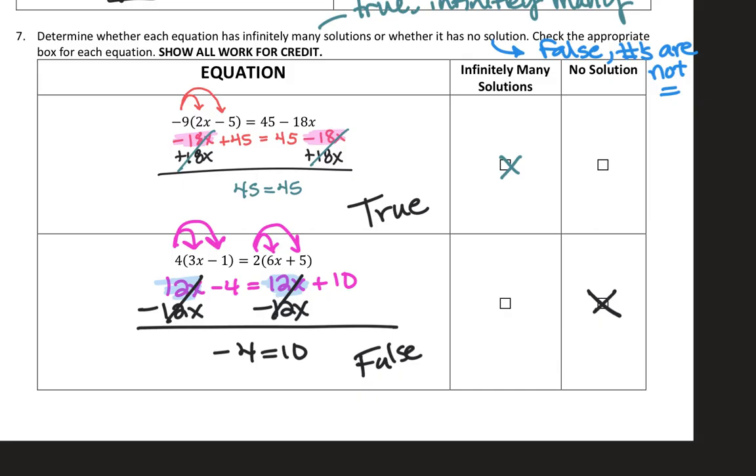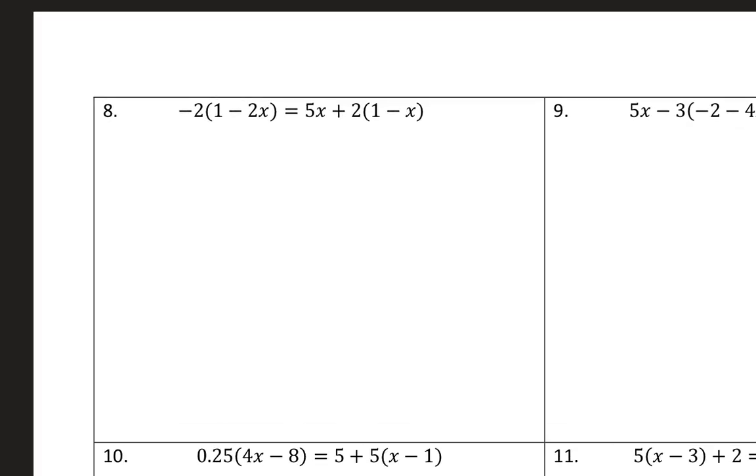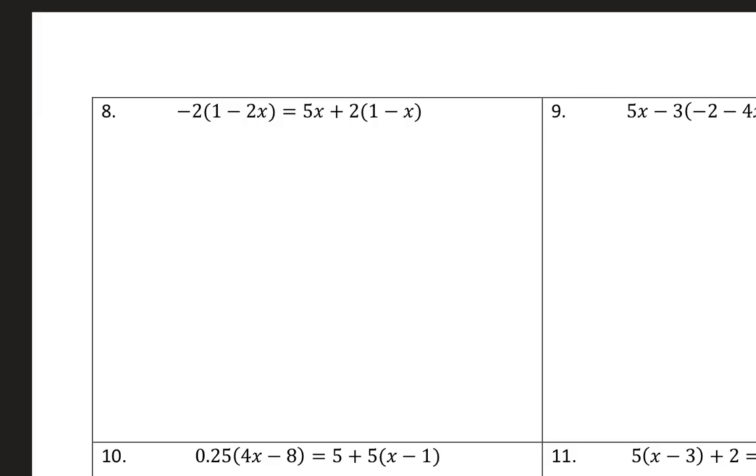All right, let's go to the next one. So this is still on the front side of yours. It's at the bottom. Okay, we're going to go ahead and solve for x on these, okay? So we're just solving. So we're going to distribute the negative 2 in front. Negative 2 times 1 is negative 2. Negative 2 by negative 2, positive 4x.